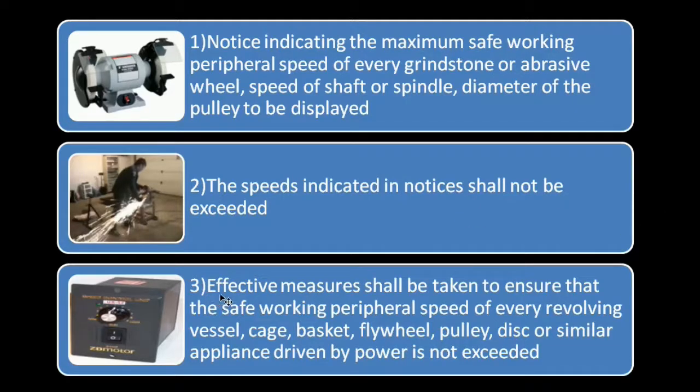Subsection 3. Effective measures shall be taken to ensure that the safe working peripheral speed of every revolving vessel, cage, basket, flywheel, pulley, disc or similar appliance driven by power is not exceeded. Now the factory has to make effective arrangement so that the maximum speed of the following items such as vessel, cage, basket, flywheel, pulley, disc or similar appliance which are driven by power is not exceeded.